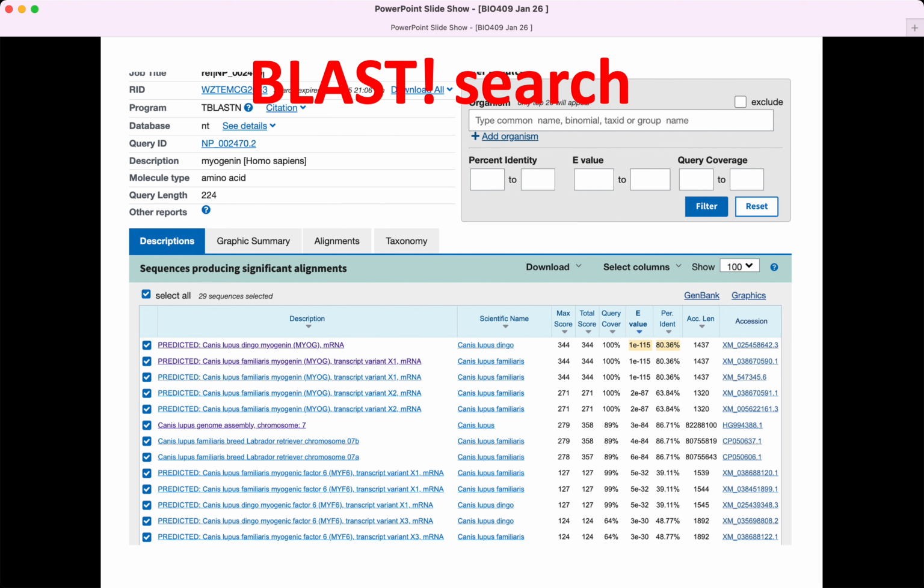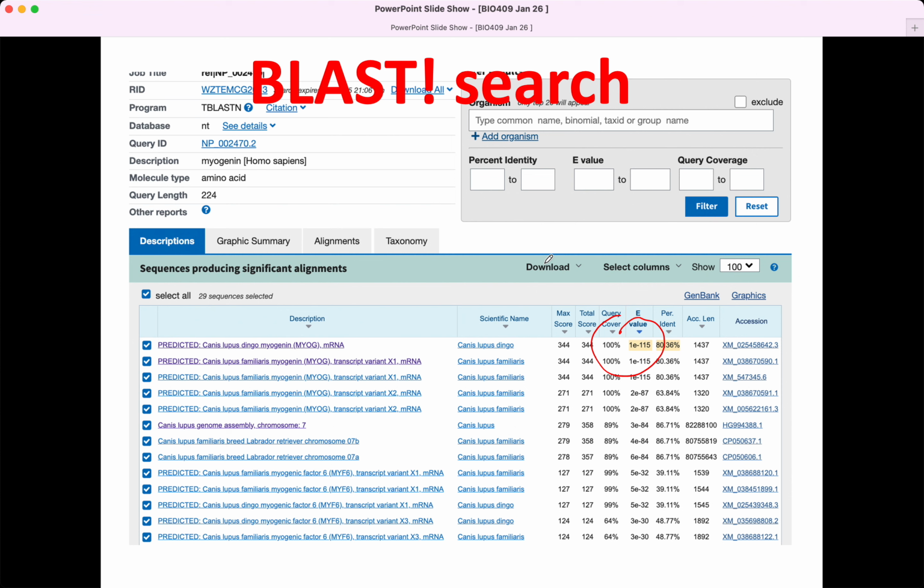We're not surprised by that, but what I wanted to emphasize in class is what we should be surprised at, which is this number, and it's the probability. It's the likelihood that the dog and human myogenin amino acid sequence would be that similar if it was just a chance event. If we were just picking amino acids randomly, what's the chance that the human and dog myogenin gene would look so similar?